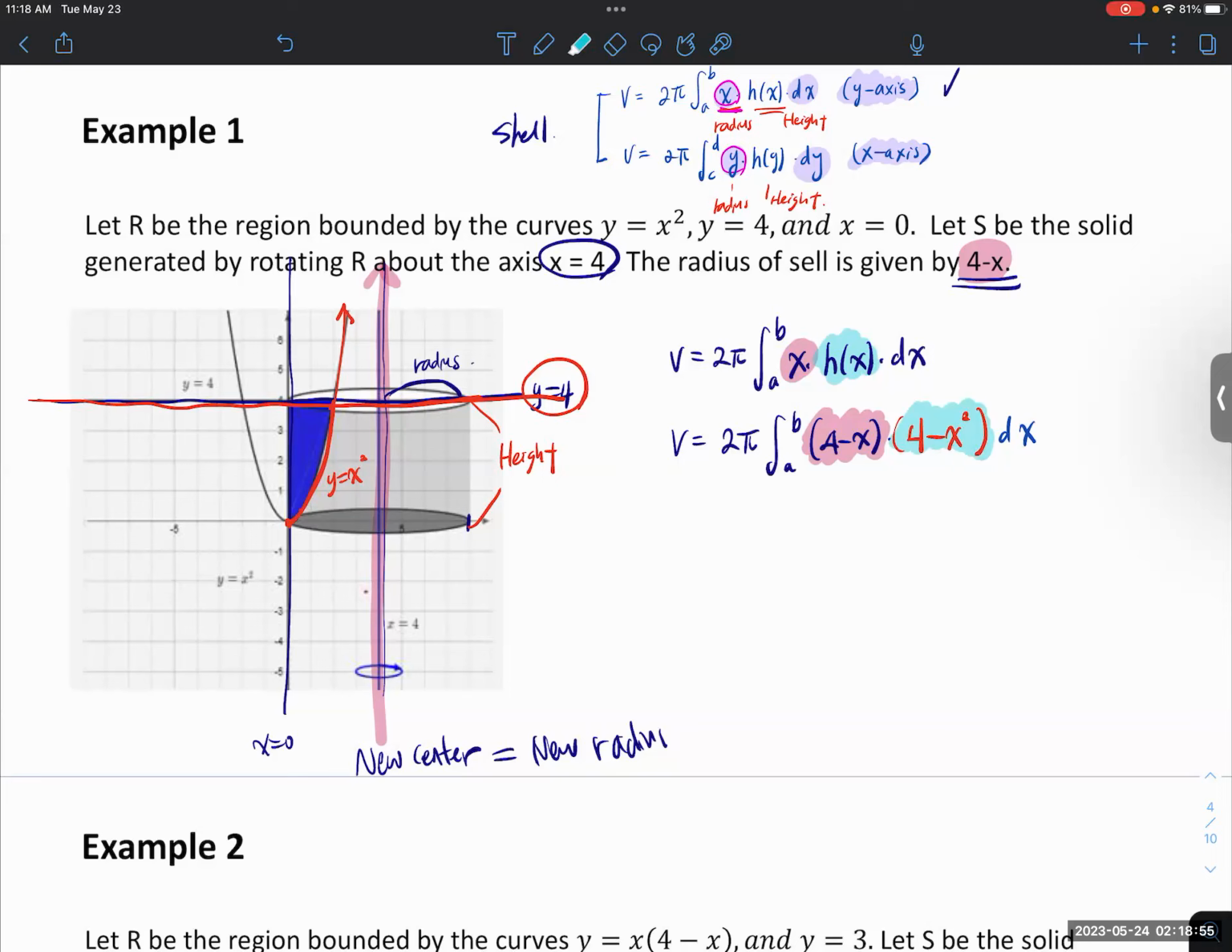Are you following? So let me write it. This is a new radius. This is a new height. Because this is the height, 4 minus x squared, and your new radius, 4 minus x. One thing we need to do: this is the situation where you rotate at x equal to 4. This is just rotating at the y-axis. So that's a different thing as well.